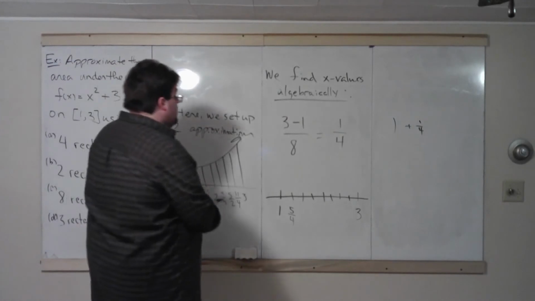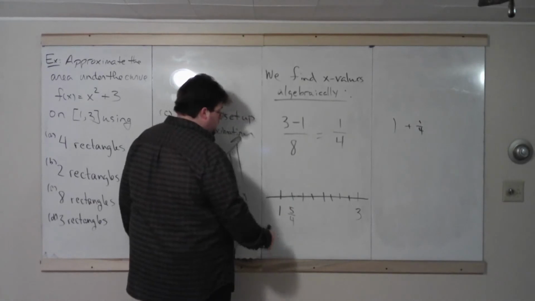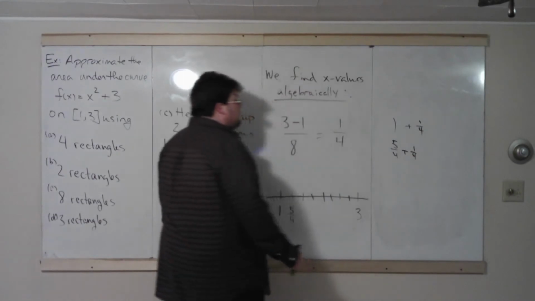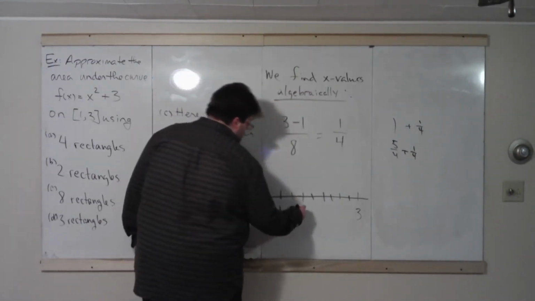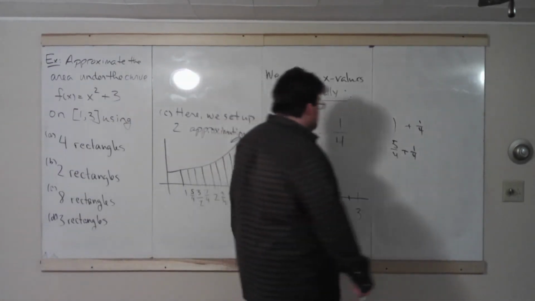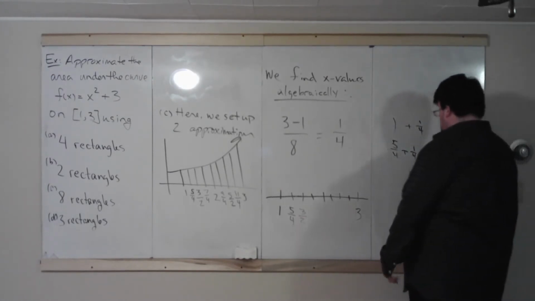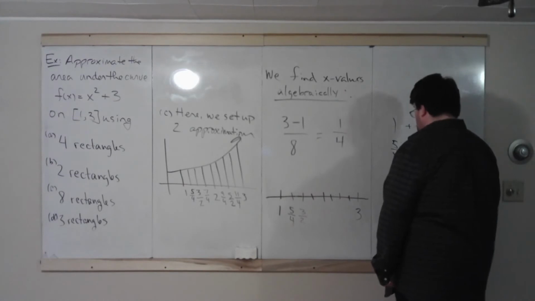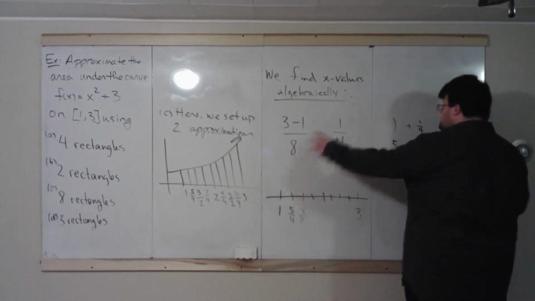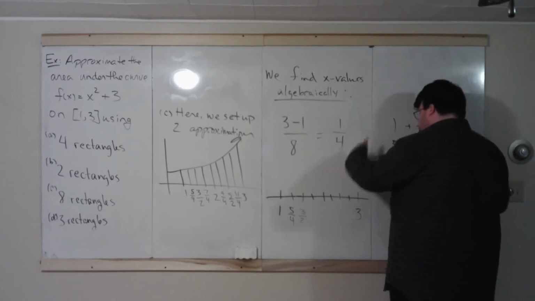What's the next one? Well, the next one is this x value plus another 1/4. 5 quarters plus 1/4. What is that? 6 quarters. Reduces to 3/2. And so on. And what's the next one? 6 quarters, also known as 3/2, plus another 1/4. This is the length of each subinterval.